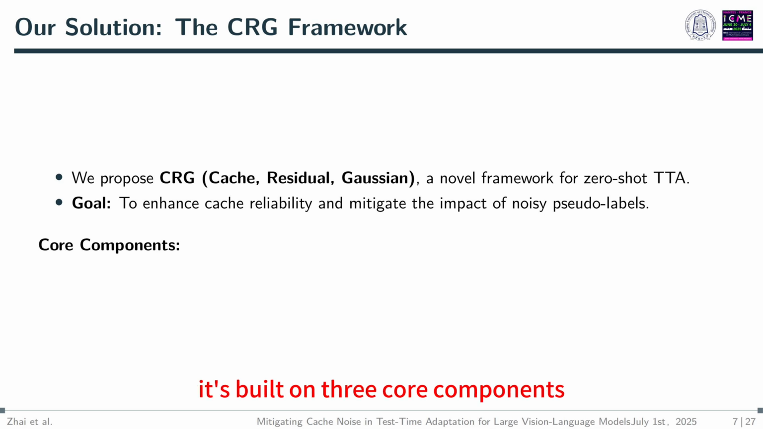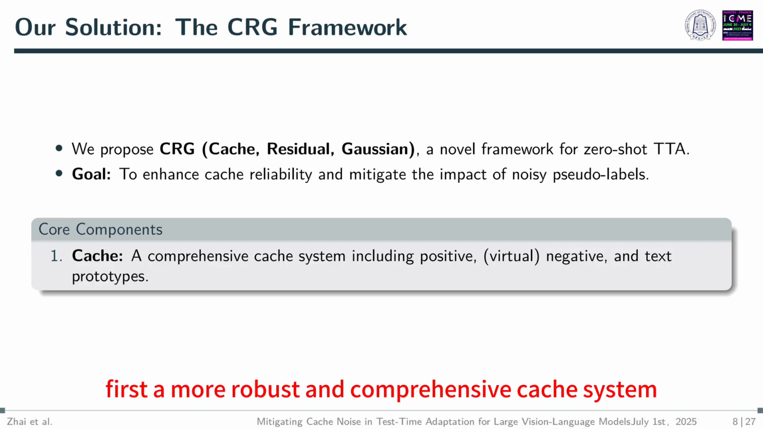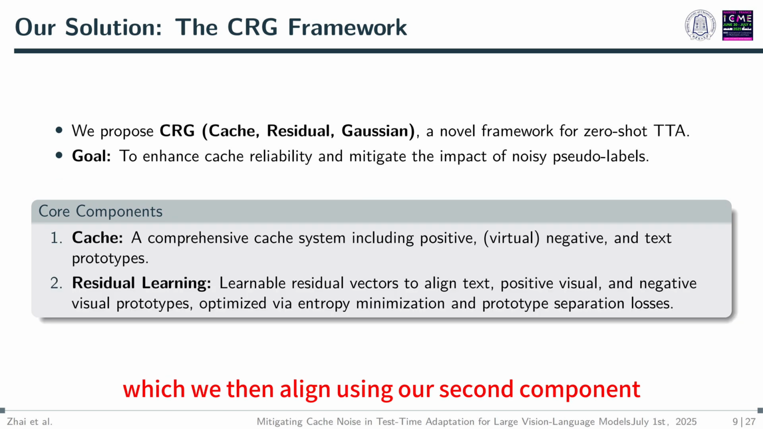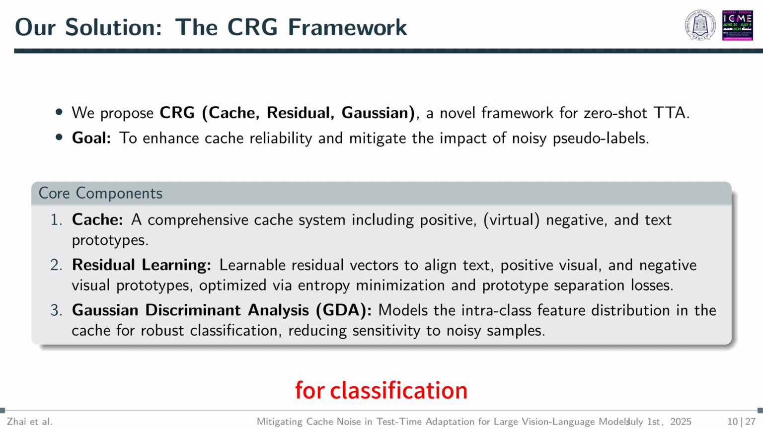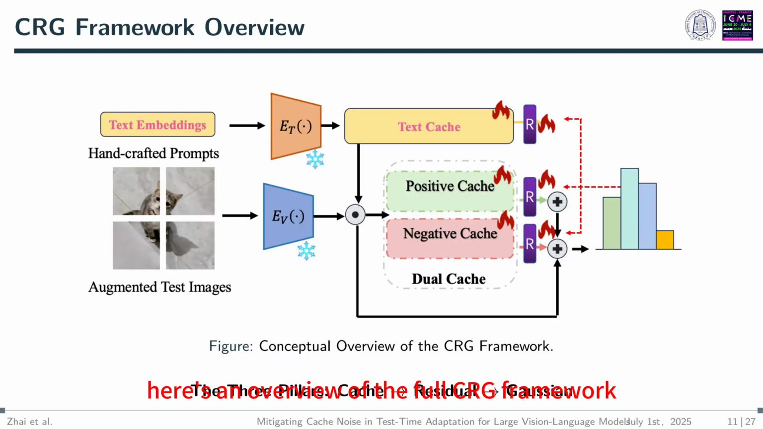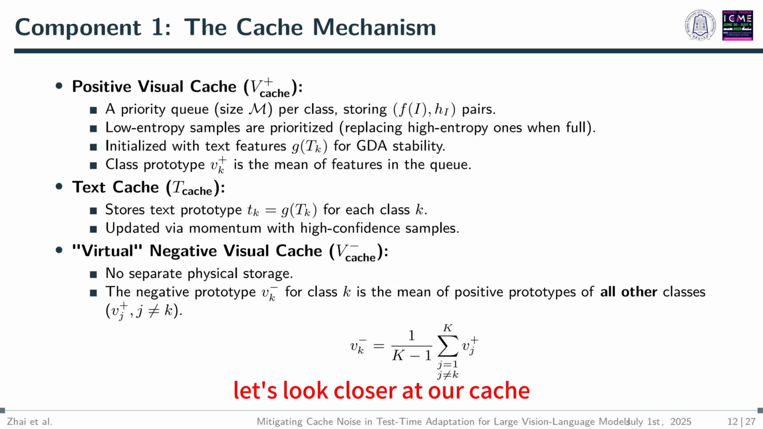It's built on 3 core components. First, a more robust and comprehensive cache system, which we then align using our second component, learnable residuals. And finally, to achieve true noise robustness, we introduce our third and most important component, Gaussian discriminant analysis, or GDA, for classification. Here's an overview of the full CRG framework. It's built on these 3 pillars. We start with a robust cache, which is then precisely aligned by the residuals, and finally used for robust classification by the Gaussian model.